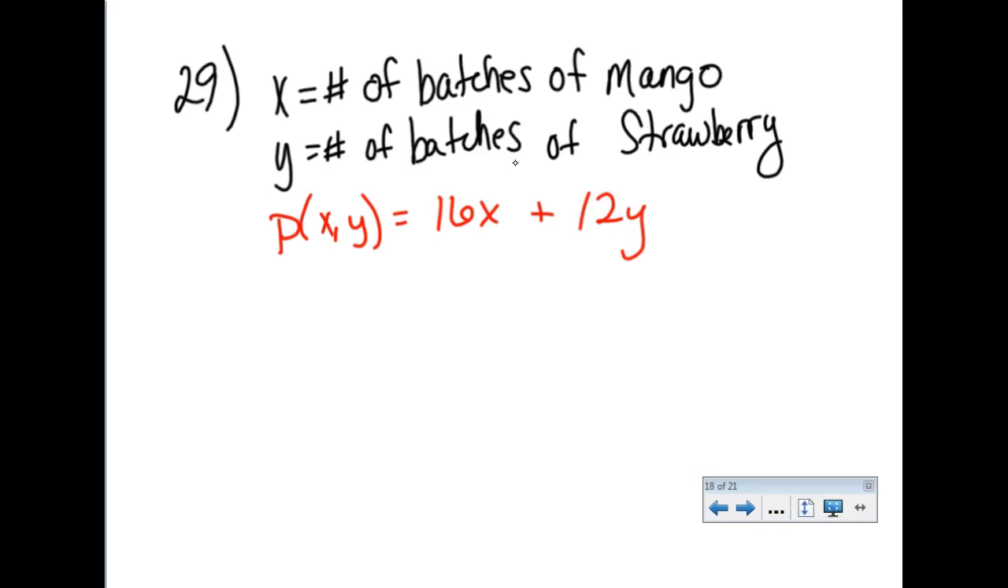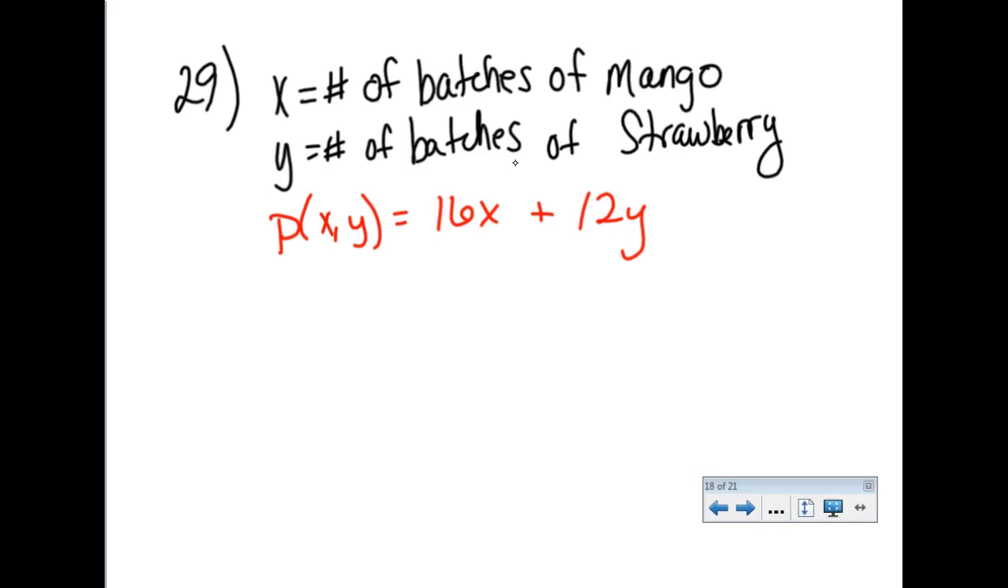So I think with so much information in a problem, it's nice to just pull some of the information out of the problem so you don't have to worry about it anymore. So right away I write the profit function. And that was $16 for every batch of mango and $12 for every batch of strawberry.